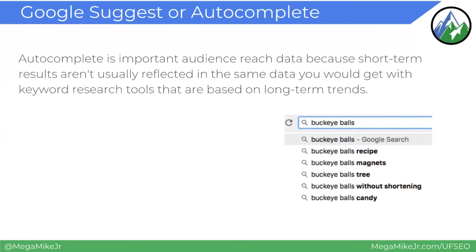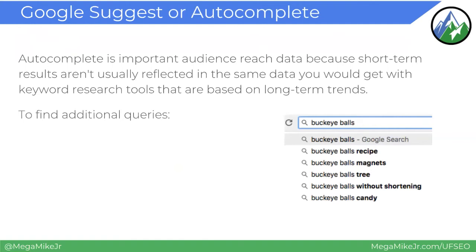Autocomplete is important audience reach data because it's short-term results, and they aren't usually reflected in the same data you would get with keyword research tools like Keyword Planner and Google Trends, because those are long-term trends. These are short-term trends. So Google identifies things that are happening in a shorter amount of time than if they were to look at them historically. So what are people searching for in the moment? How can I deliver a message or a piece of content that speaks to what people are searching for now rather than in the past, right?